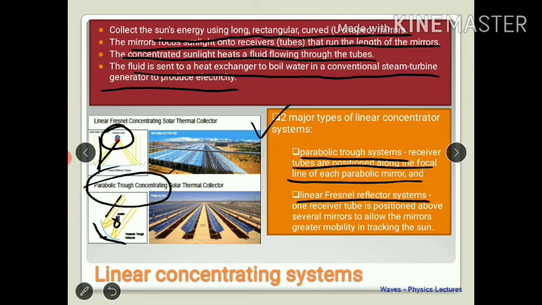Now in the linear Fresnel reflector system, one receiver tube is positioned above several mirrors to allow the mirrors greater mobility in tracking the sun. So we have the receiver here, and the linear Fresnel concentrating solar thermal system mirrors are placed in such positions that they directly allow all the sunlight to be received by the receiver at these kinds of angles. So these are the two setups. This is a live picture of a linear system, and this is for a parabolic system.